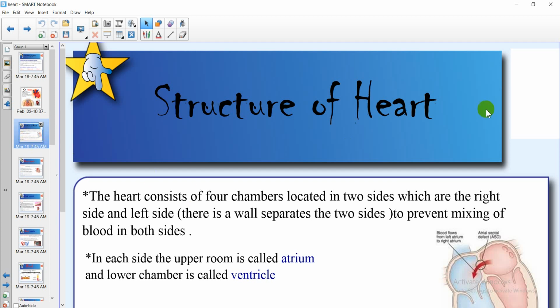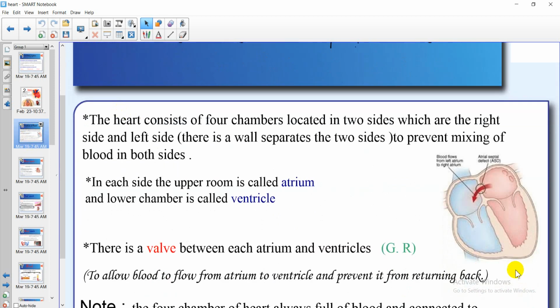The structure of the heart consists of four chambers, which means four rooms, on the two sides, the left side and the right side. The red color is the left side, and the blue color is the right side. I have four chambers: 1, 2, 3, 4. The upper chamber I will call the atrium, and the lower chamber I will call the ventricle. The left side and the right side are separated by a wall.